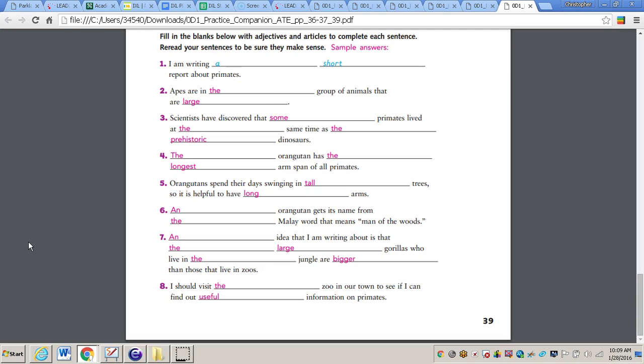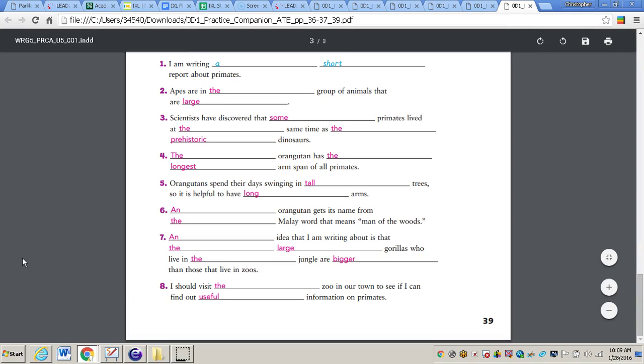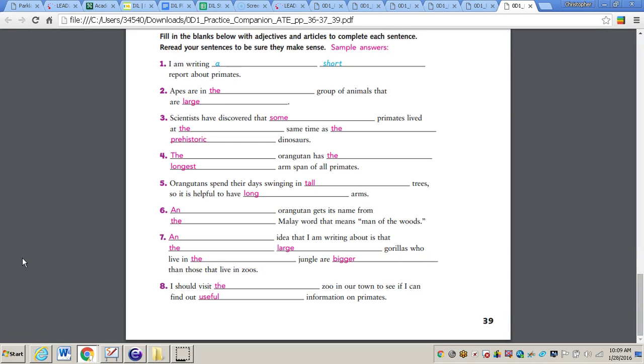Number 4, the orangutan has the longest arm span of all primates. Number 5, orangutans spend their days swinging in tall trees, so it is helpful to have long arms. So you can see just 2 adjectives there within that sentence. Number 6, an orangutan gets its name from the Malaya word that means man of the woods. So you can see Malaya there. That's an example of a proper adjective.